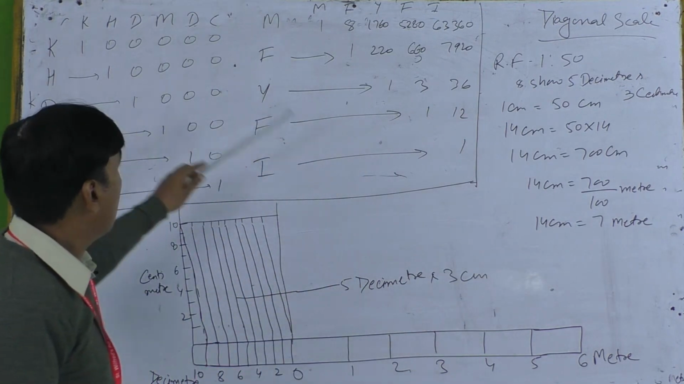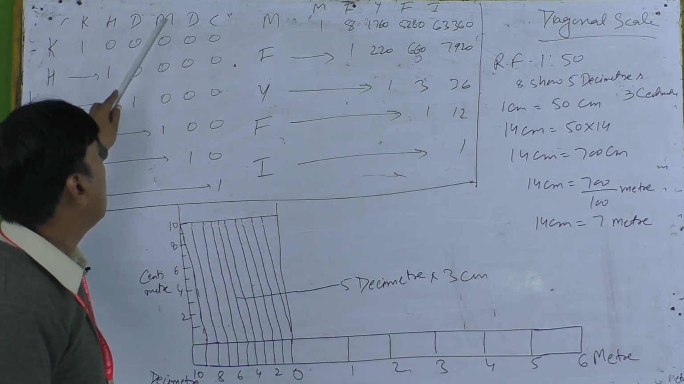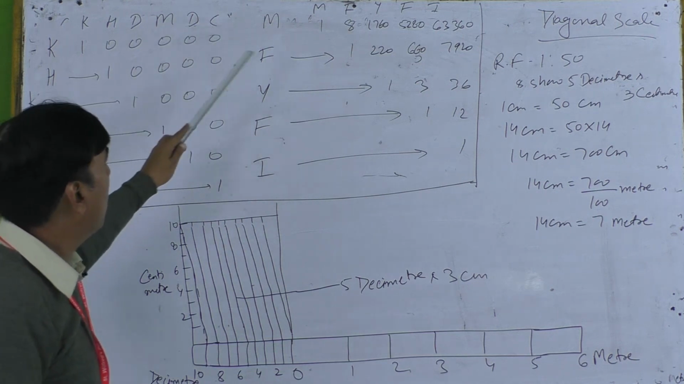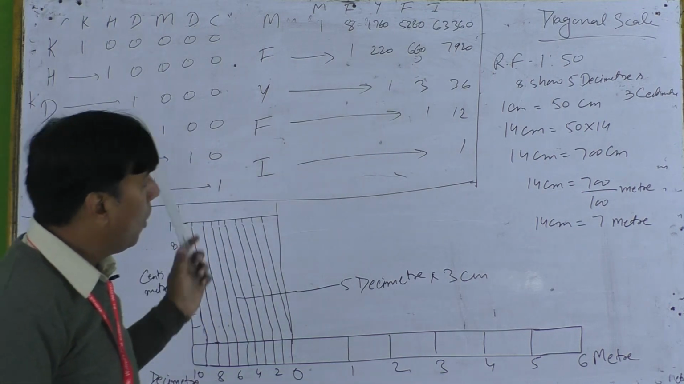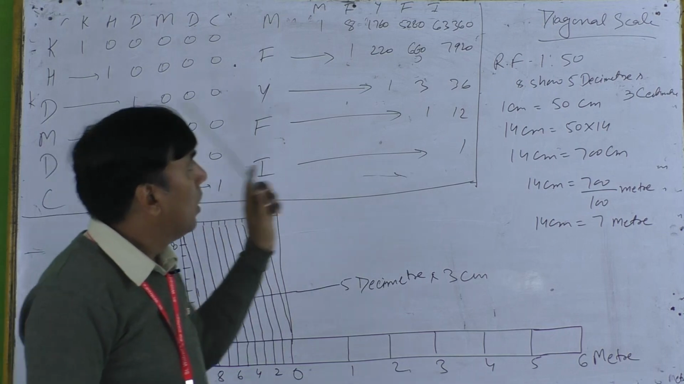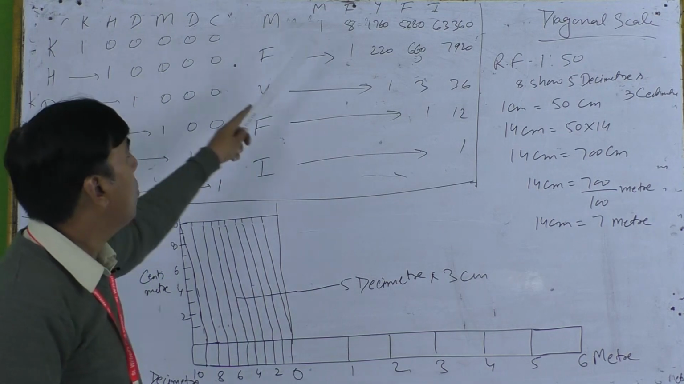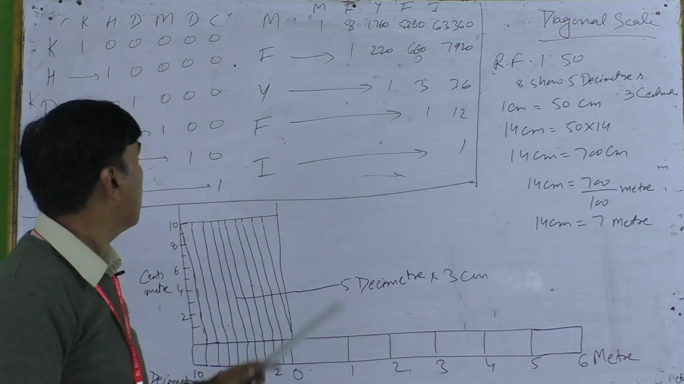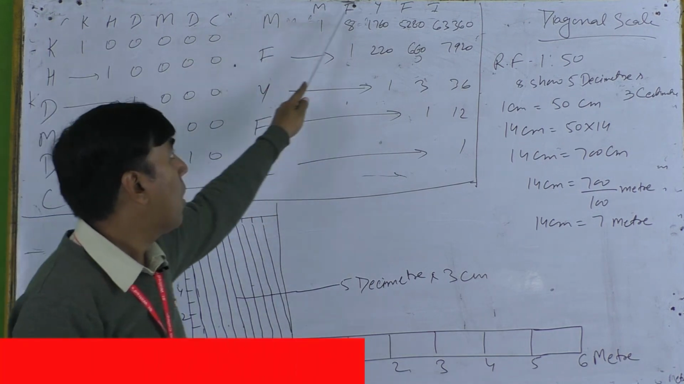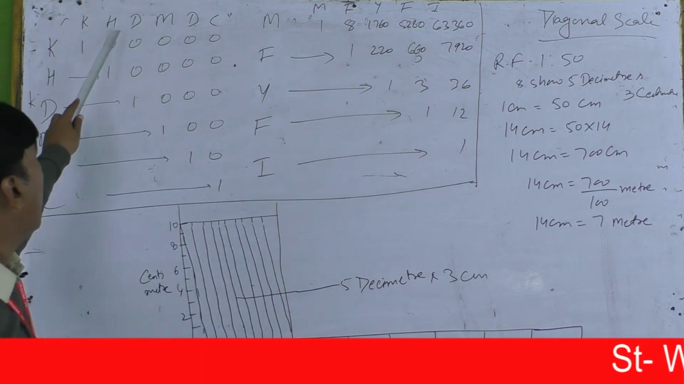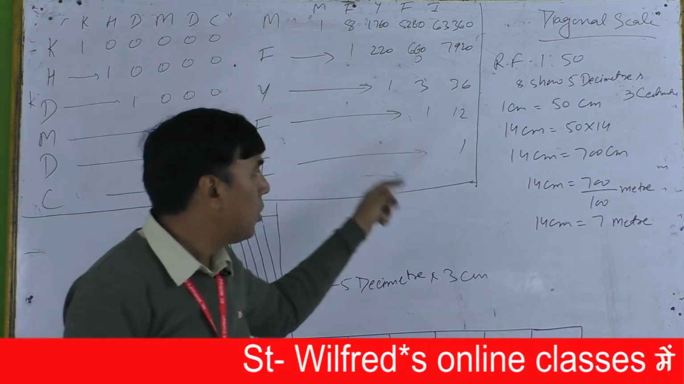So look here, same again, KHD, MDC: kilometer, hectometer, decameter, meter, decimeter and centimeter, and here mile, furlong, yard, feet and inch. So we can draw a diagonal scale or comparative scale or simple scale. These units will be used. Remember this, all the students try to remember these units: mile, furlong, yard, feet, inch or kilometer, hectometer, decameter, meter, decimeter and centimeter.